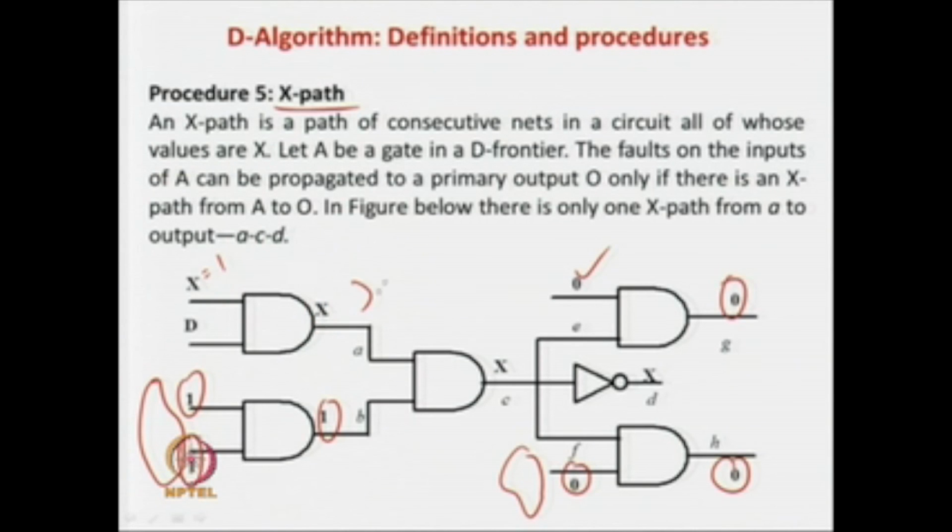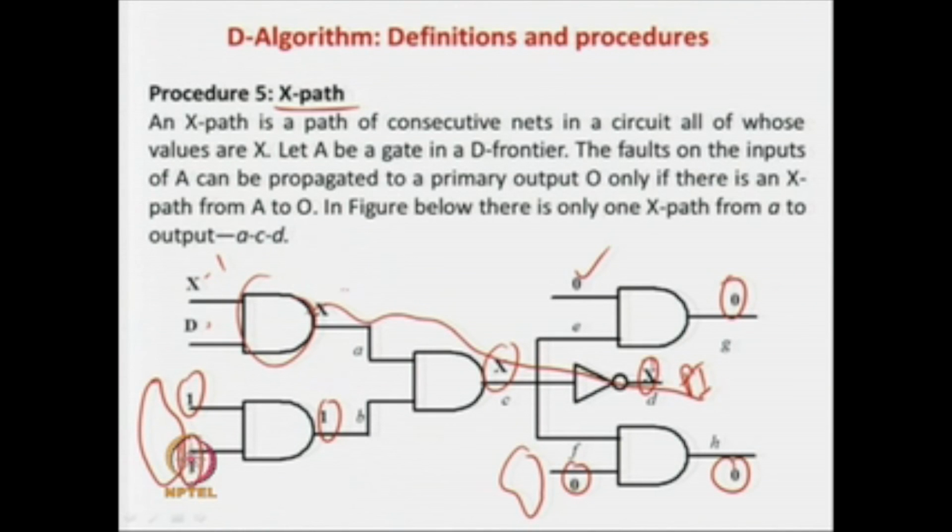But for the time being, if you look at it quickly, there is one x over here, and there is one more x over here, and this is an inverter, so this is one more x over here, and let us consider these are the primary outputs. So there is a path from this D frontier to the primary output where everybody is at x. So there is at least one path.